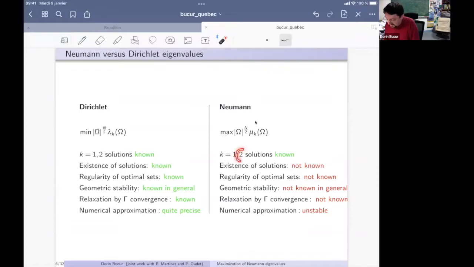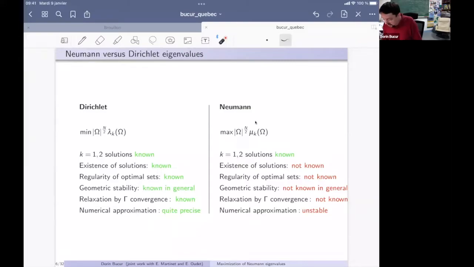However, as soon as you want to pass to the information for the second Neumann eigenvalue, things are a little bit more complicated. In the Dirichlet case, looking for the minimizer for lambda 2 was not a very complicated problem, because this came back to understanding the positive and negative parts of a second eigenfunction. So immediately it came back to the classical inequality now for lambda 1. While the same question here for the maximization of the second eigenvalue is not trivial at all.